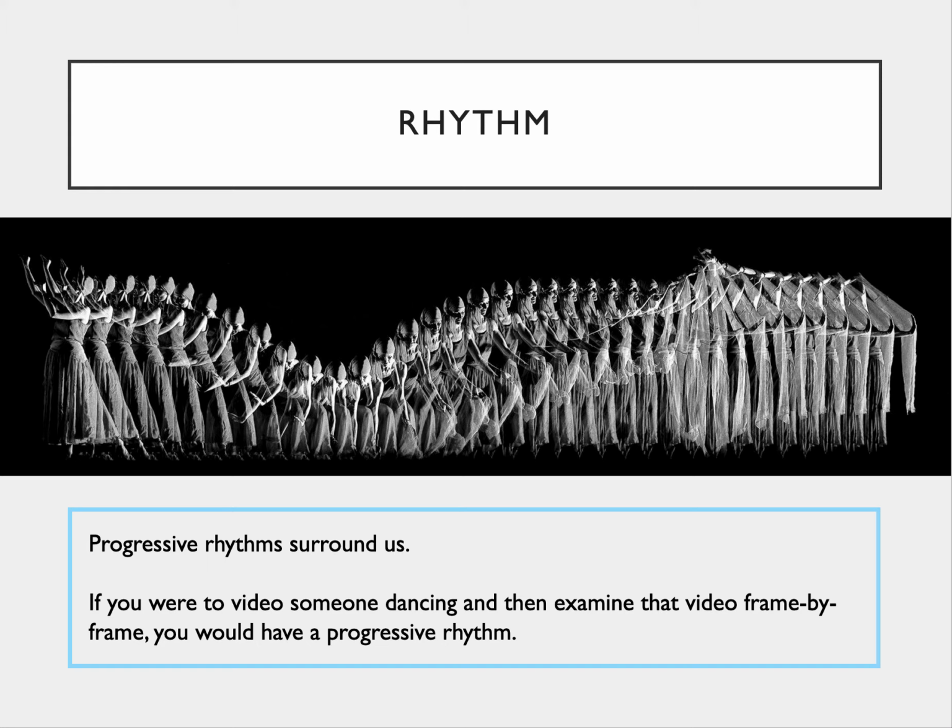Here it looks like a whale skeleton, but it is actually a series of photographs taken of a dancer. If you were to video someone dancing and then examine that video frame by frame, you would have a progressive rhythm. And so that's what someone did here. They took that series of images, like say they skipped, right? They started with 1, and then they took 3, 5, 7, we'll just do that because it's easier, 9, and they printed them out and then laid them over.